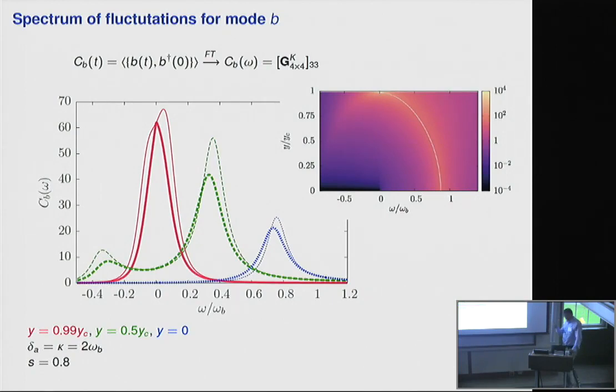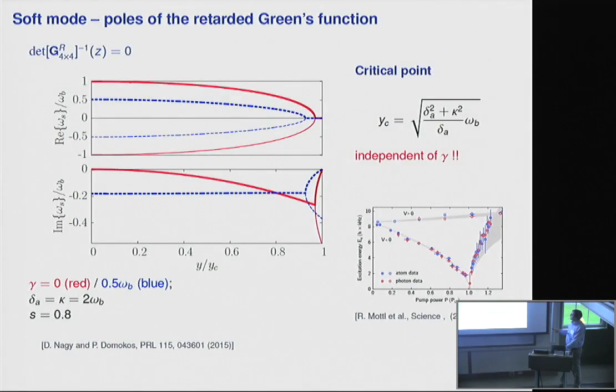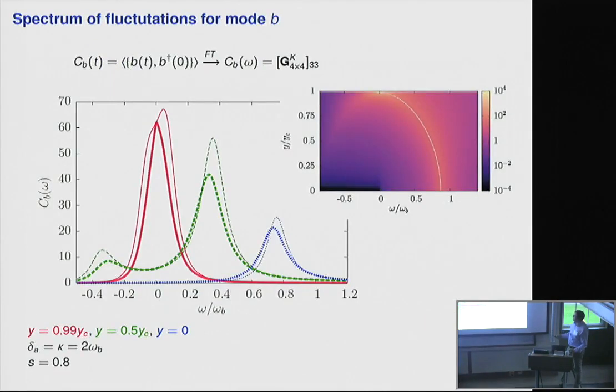Now, how can we determine the critical exponent? One option could be to calculate the power exponent with which the imaginary part of the soft mode frequency goes to zero. This could be one exponent, and this would be wrong. The correct way to calculate is to integrate the area under this curve. This is the total number of fluctuations for various values of the coupling approaching the critical point, and we calculate how this integral diverges.